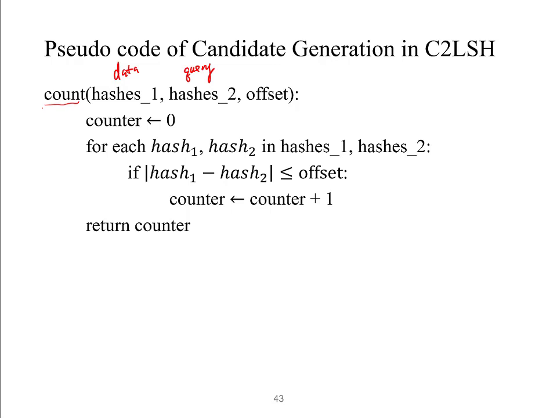For example, at first the offset is 0, let me show it in this way. When the offset is 0, then you should have your hash 1 equal to hash 2. And if your offset is 1, it means your hash 1 is equal to hash 2 plus or minus 1. So this is the pseudocode for the count.